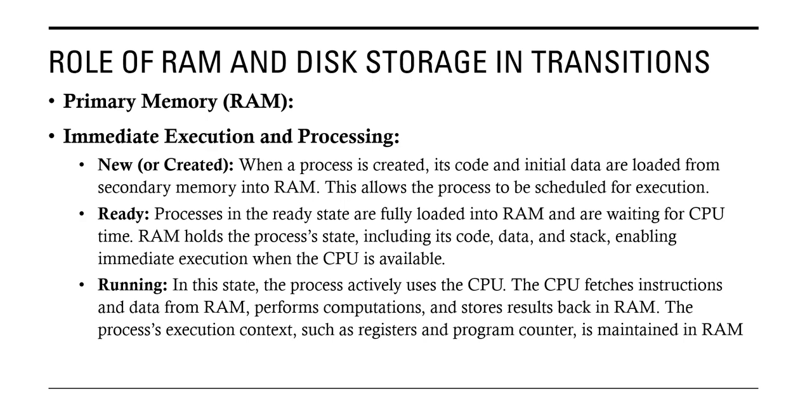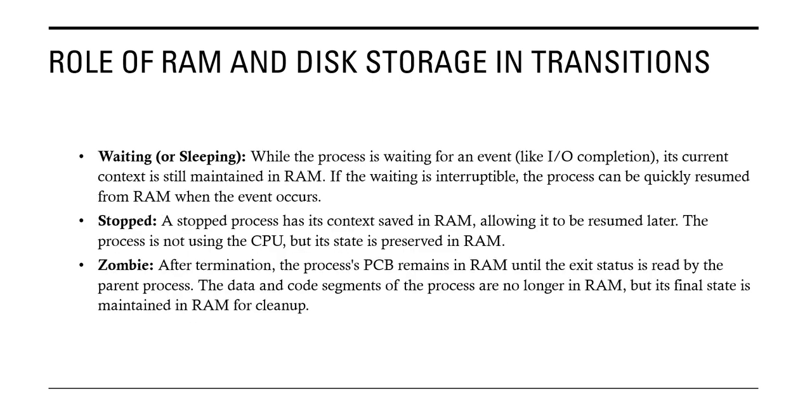Running. In this state, the process actively uses the CPU. The CPU fetches instructions and data from RAM, performs computations, and stores results back in RAM. The process execution context, such as registers and program counter, is maintained in RAM. Waiting or sleeping: while the process is waiting for an event, its current context is still maintained in RAM.